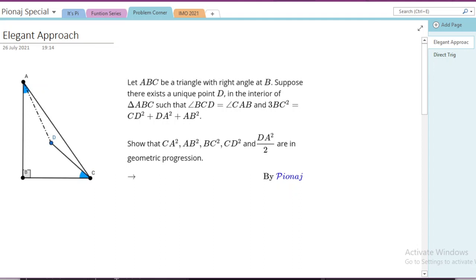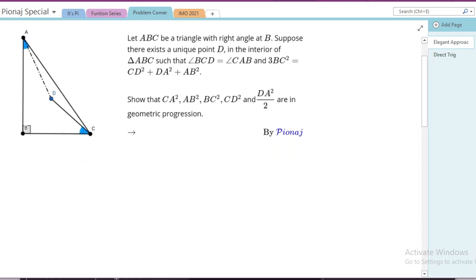We're looking at the geometry problem I proposed some days back, and we're looking at two different solutions to this. The first one is based on a geometric construction, which is kind of unique to the setup of the problem. Okay, so it goes like this.